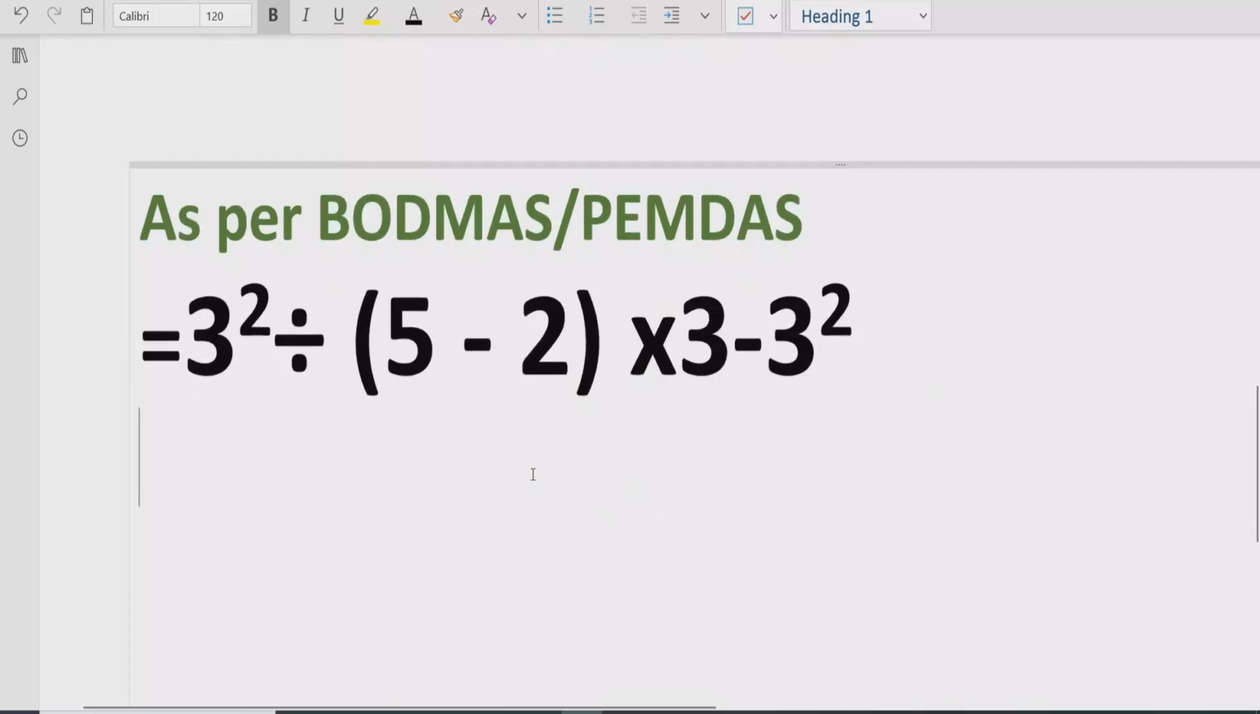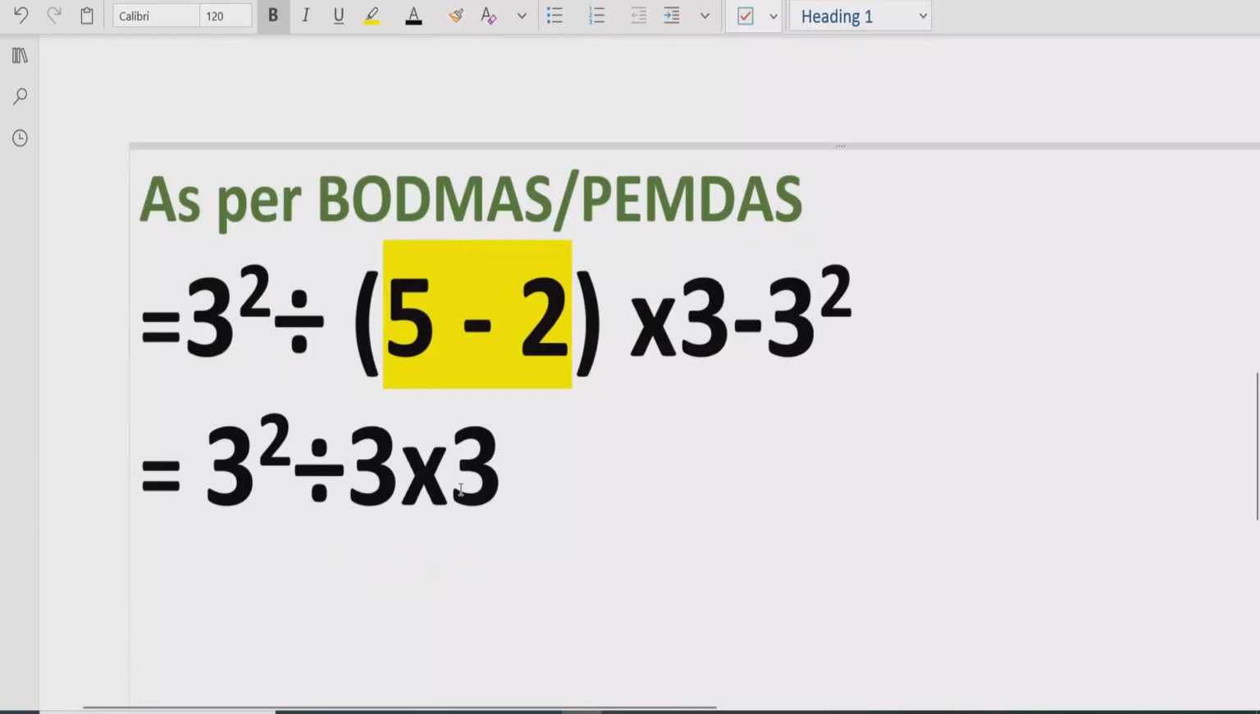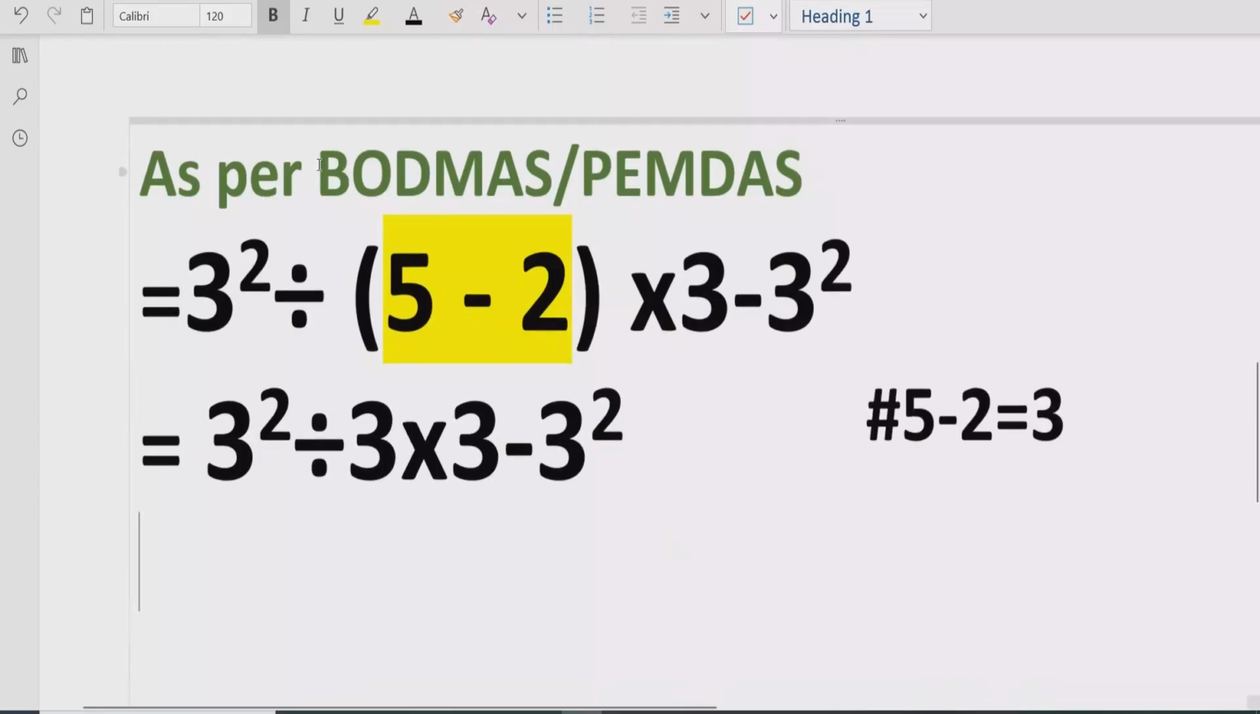According to the BODMAS and PEMDAS rule, first of all, we have to solve the bracket. So in this expression, we have to solve this bracket, which is 5 minus 2. And the other parts, we will write as it is. So here we will write 3 raised to power 2 divided by (5 minus 2, which is equal to 3) multiplied by 3 minus 3 raised to power 2, which we write as it is. And here we give the reference: 5 minus 2 equals 3. First step, which is bracket and parenthesis.